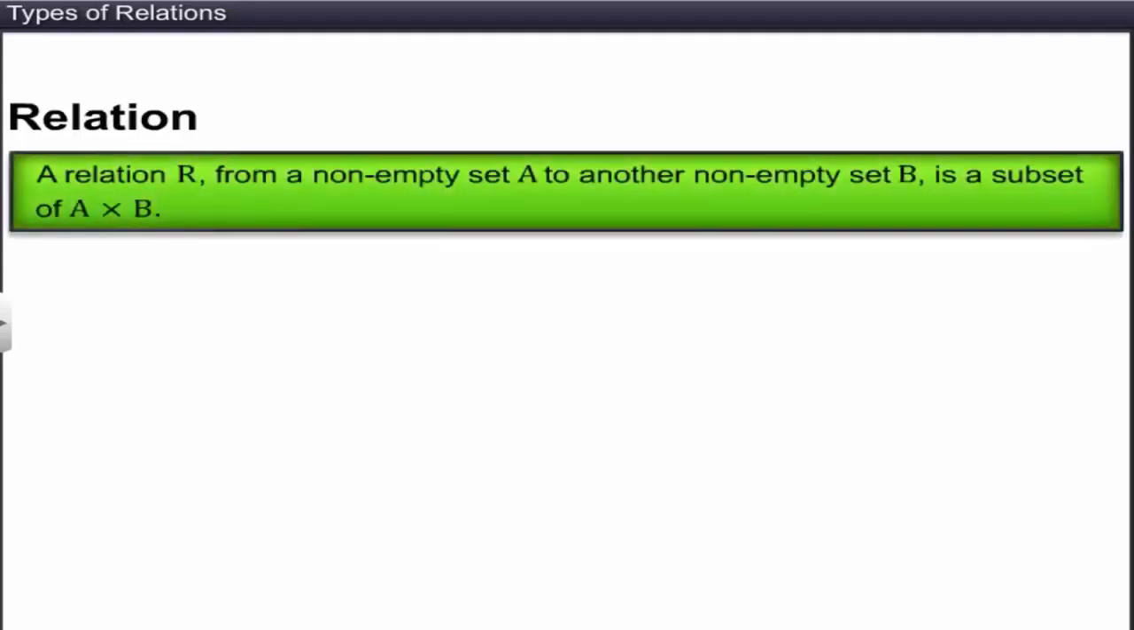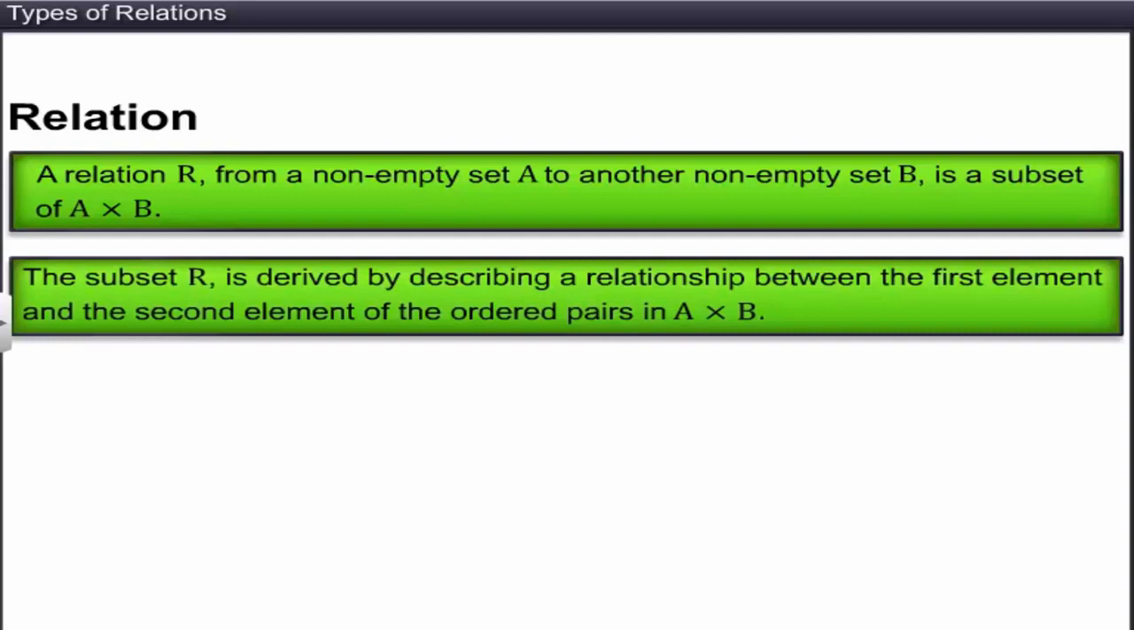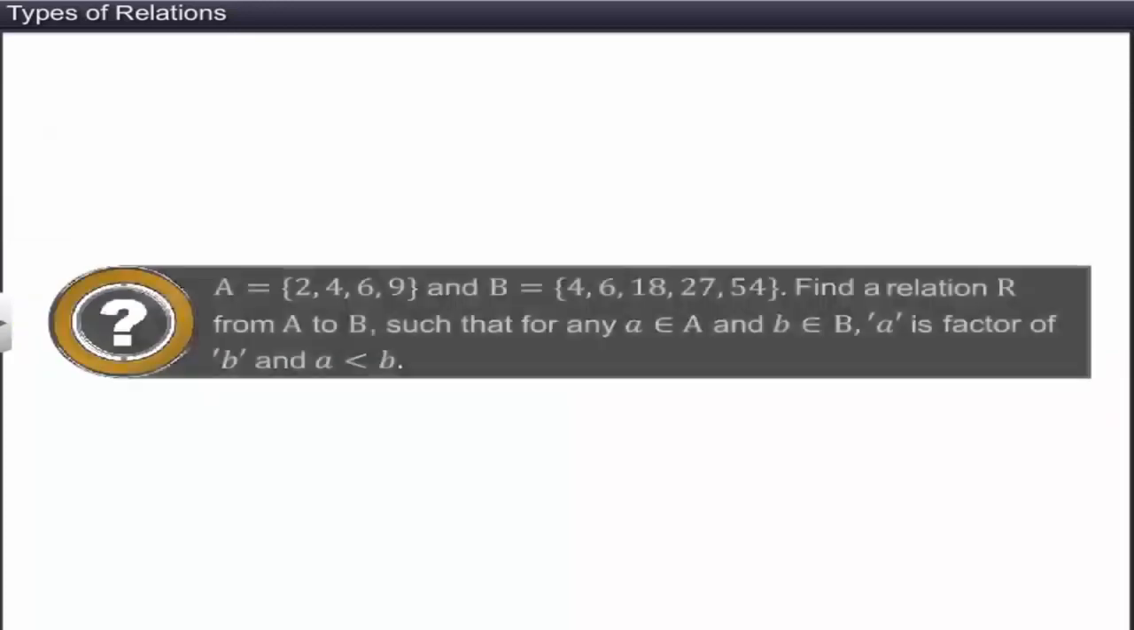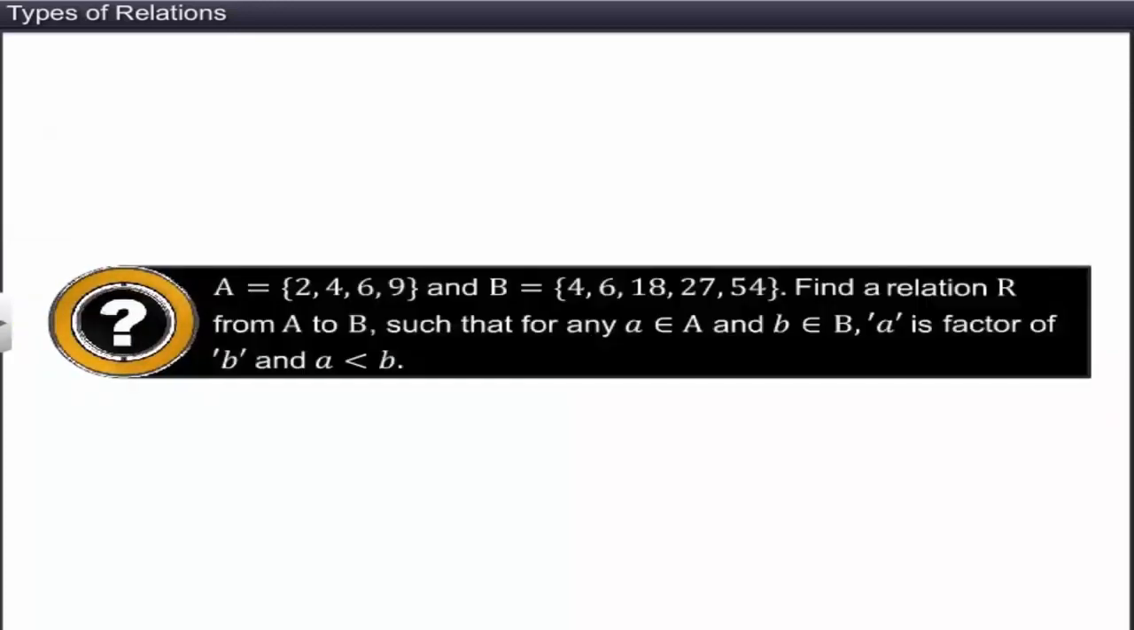A relation R from a non-empty set A to another non-empty set B is a subset of the Cartesian product of A and B. The subset R is derived by describing a relationship between the first element and the second element of the ordered pairs in A cross B. Let us see an example to make our concept stronger.